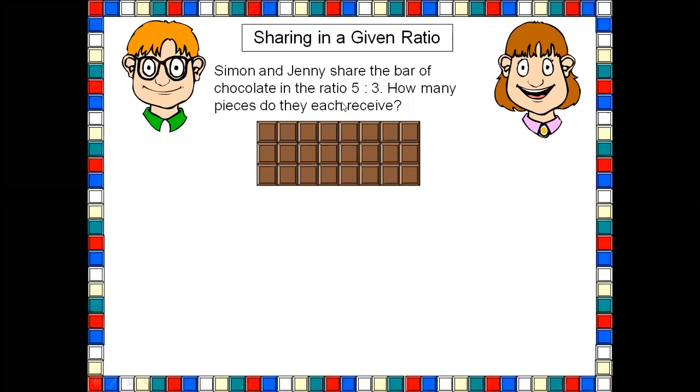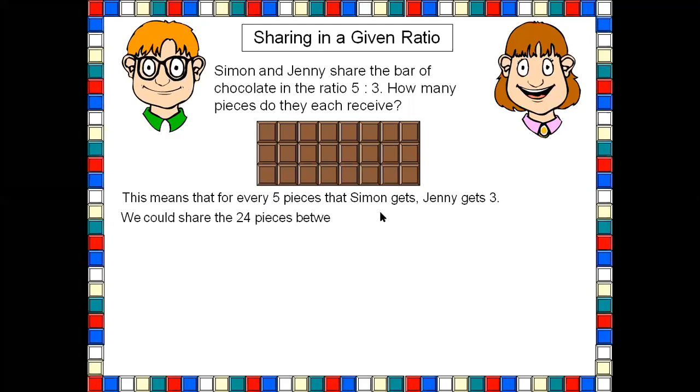So maybe since 5 is bigger than 3, that means that Simon will get more pieces of chocolate. Maybe he paid more money to buy this chocolate. How are we going to do that? As I told you, the ratio 5 to 3 means that for every 5 pieces of chocolate that Simon gets, Jenny will get 3.